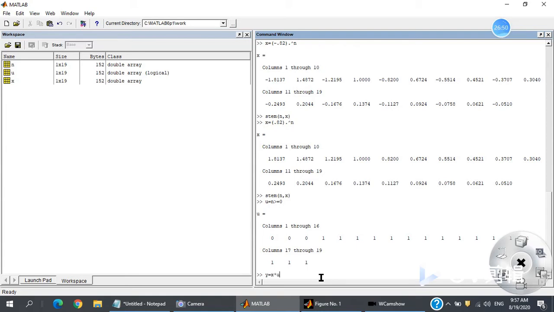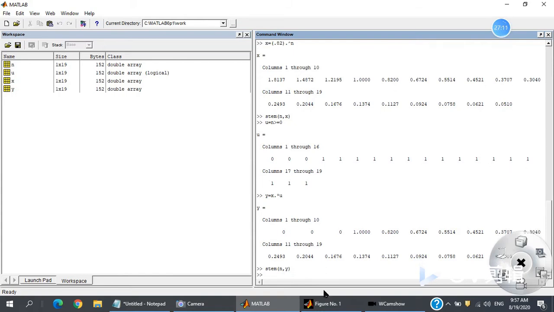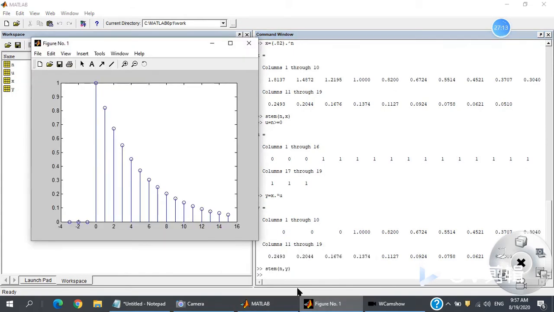But now they are vectors, so they are lists of values like this, dot times. They will multiply element by element. Okay, we get this one. We can plot a stem to see how it looks. Now it's stem y, right? y is multiplied by this unit step. Oh, you see, it looks like this.